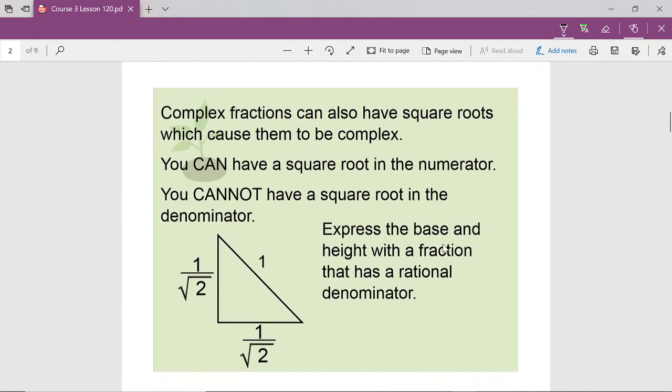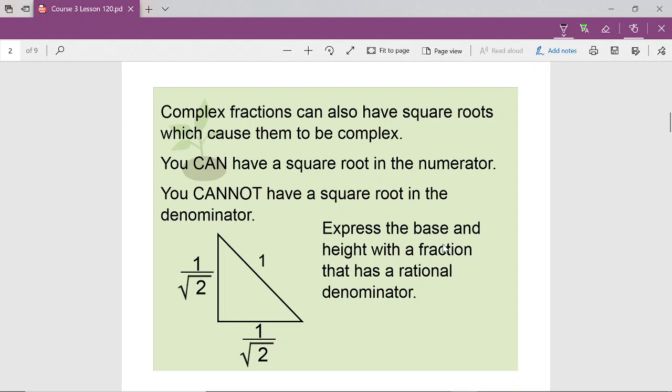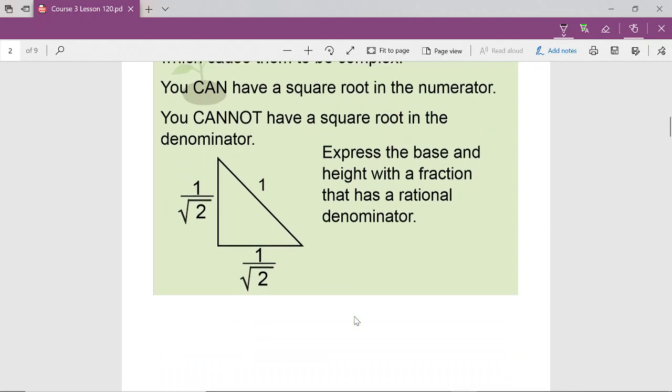Complex fractions can also have square roots. Just like lesson 119, we can have complex fractions with fractions in the denominator and numerator, but complex fractions also could have a square root or a radical in the denominator. We can have a square root in the numerator, but we can't leave one in the denominator. So express the base and height with a fraction that has a rational denominator.